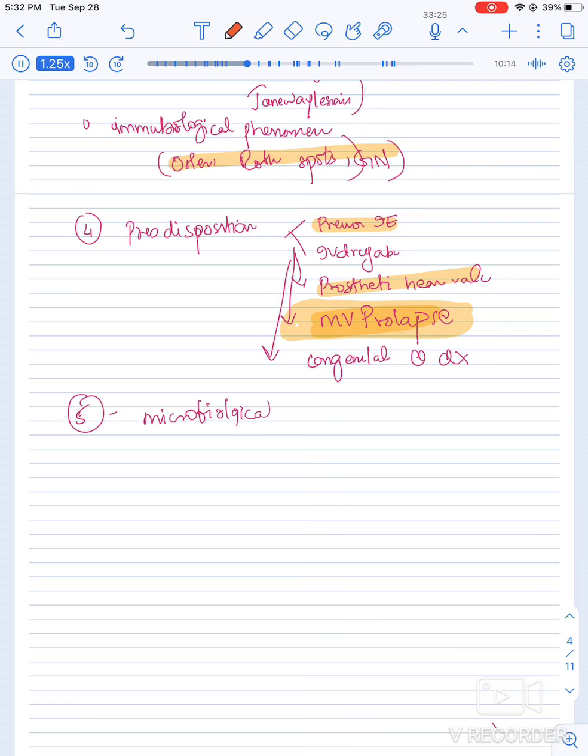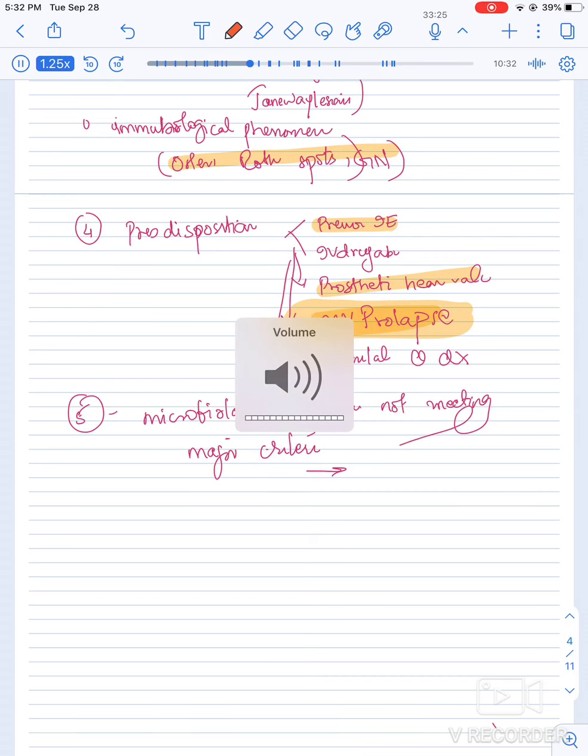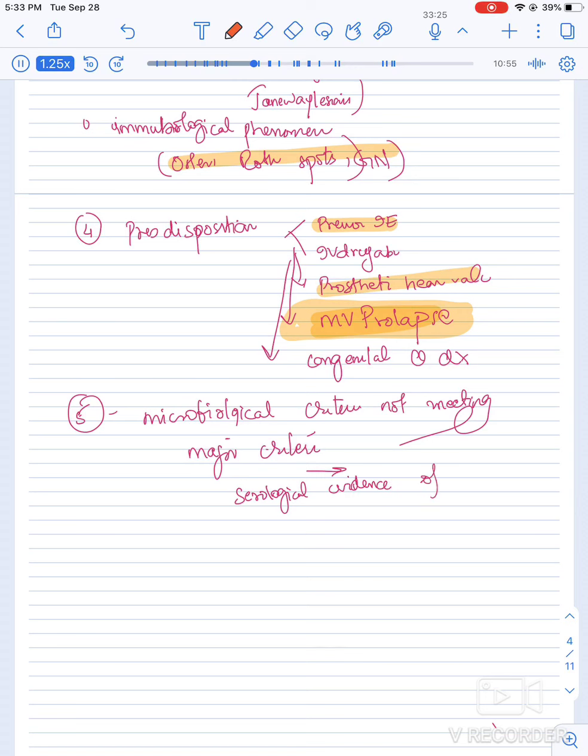And the fifth one can be microbiological criteria not meeting major criteria. And what was the major criteria that we talked about? That was either they can have coxiella burnetii with just one positive blood culture, they can have 2 positive cultures separated by 12 hours apart, or they can have 3 out of 3 or 2 out of 4 cultures positive drawn over 1 hour apart. Or they can have serological evidence of typical organisms.